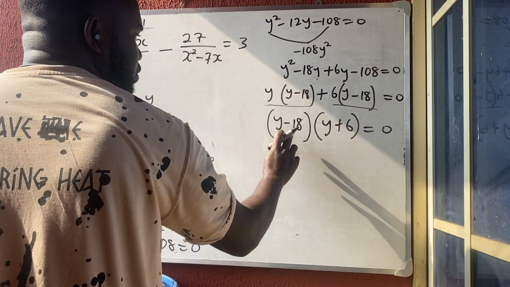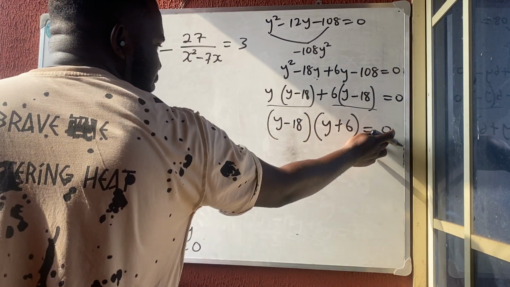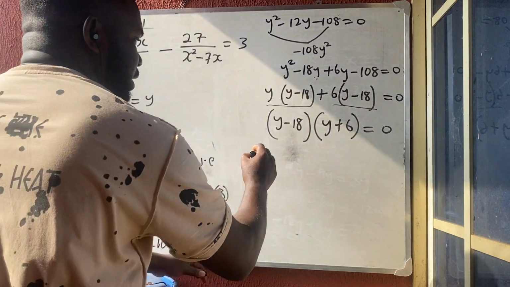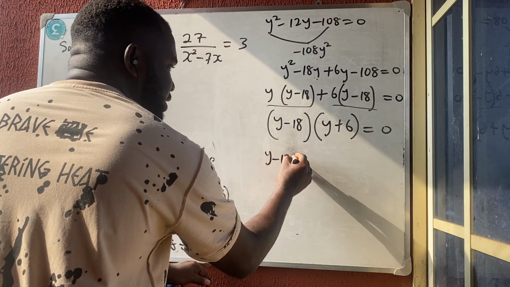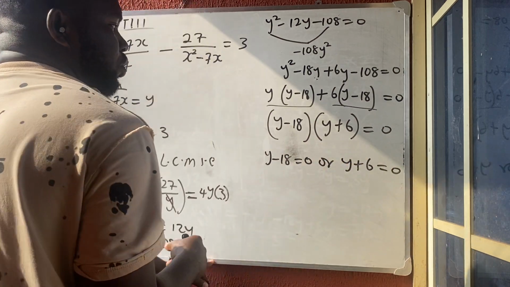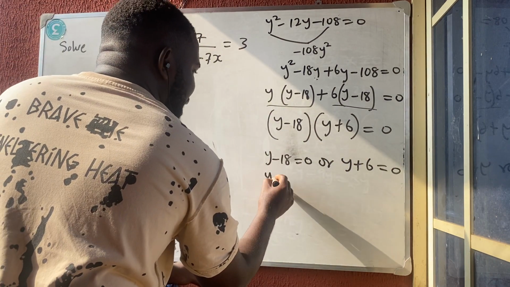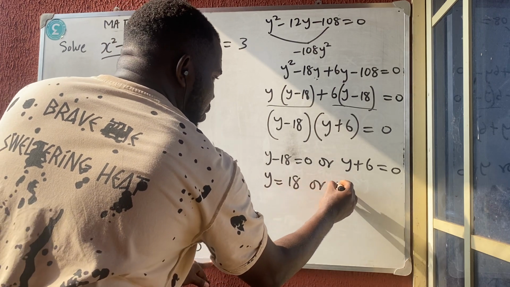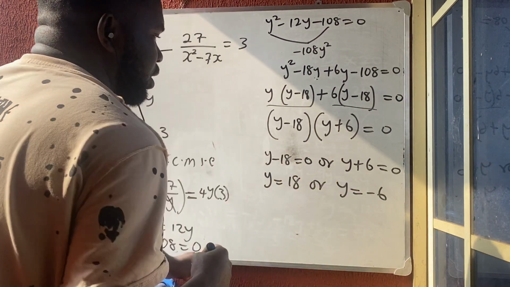So the next thing I'm going to do is what? When the product of two things is equal to 0, it means that one of them must be 0. So I will say that what? Y minus 18 is 0, or that y plus 6 is 0. So what do I have now? Collect items. Y is equal to what? 18. Or y is equal to what? Minus 6. So you have gotten y.